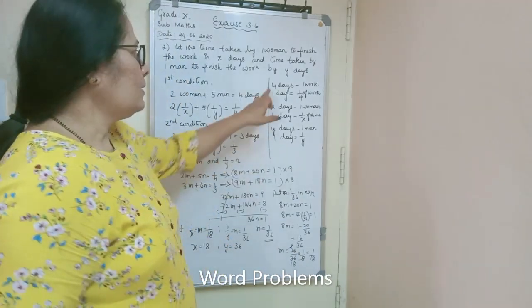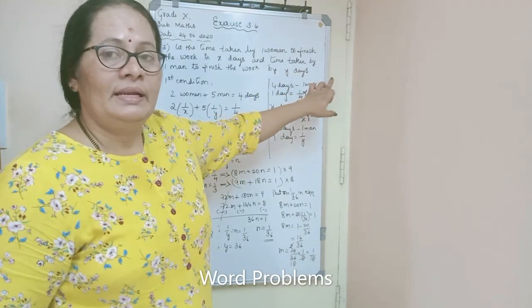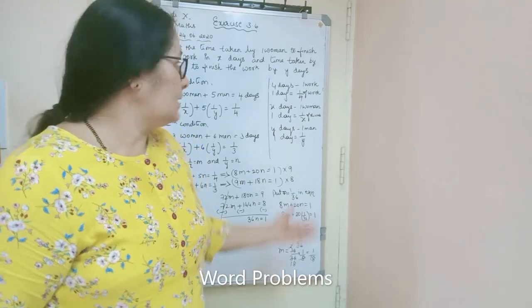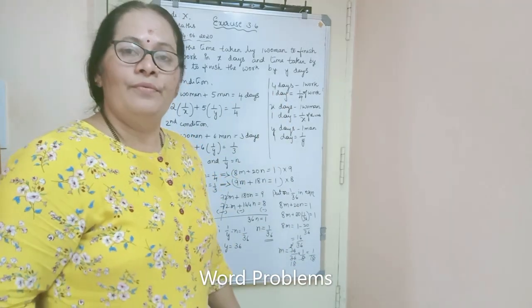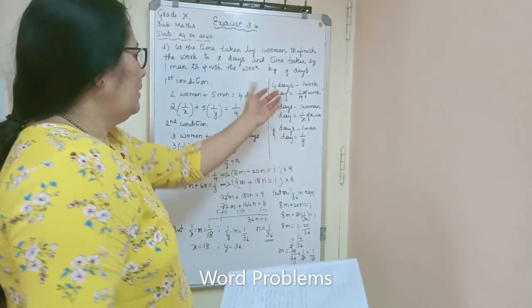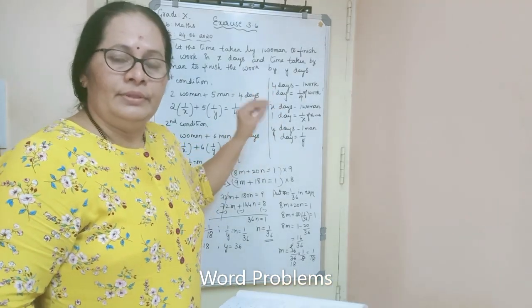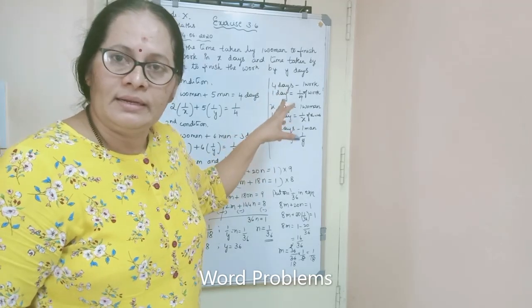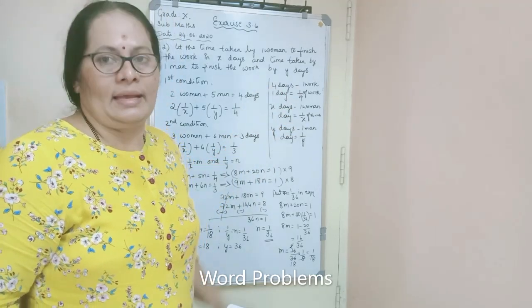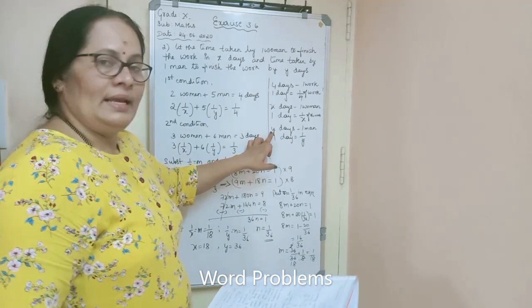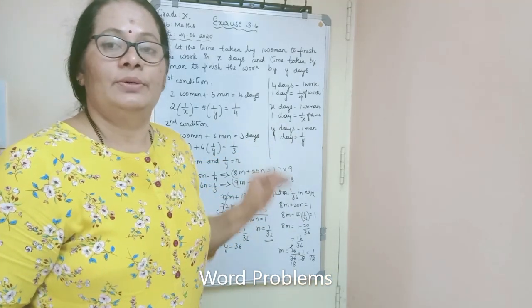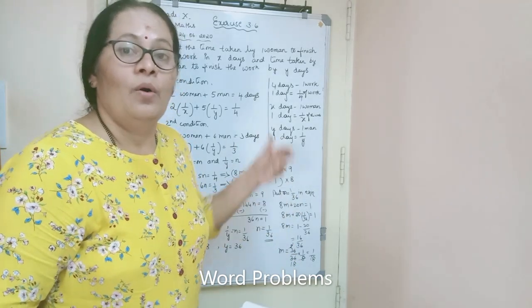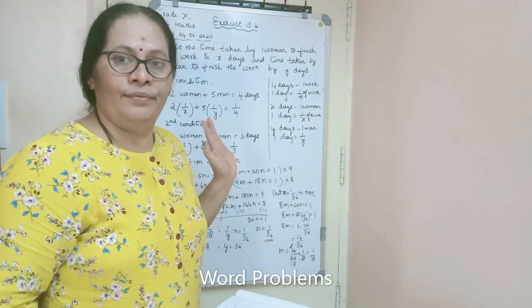Now, in 4 days they will complete one work. That means in 1 day how much they will complete? 1/4 of the work. Similarly, one woman will do the work in x days. That means in 1 day how much she will cover? 1 by x. Similarly, one man takes y days to complete the work. That means in 1 day how much he will cover? 1 by y of the work.